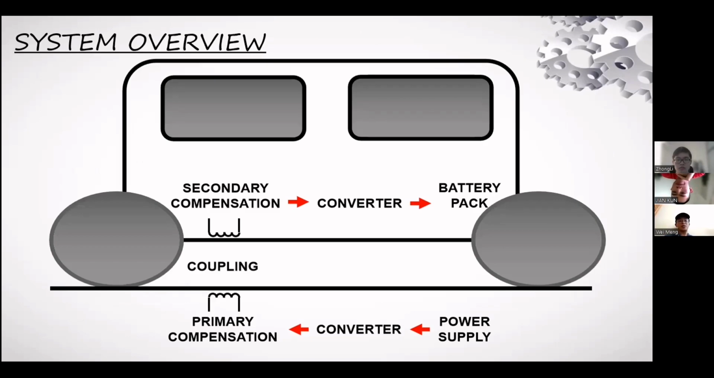First, the power supply provides current. The current flows through the converter, followed by the primary compensation. Inductive coupling occurs between the primary and secondary compensations, which are arranged close to each other, because current flows through the primary compensation, which will produce a magnetic field. There is a magnetic flux linked with the secondary compensation. A simple and basic circuit of inductive coupling is shown in the next slide.